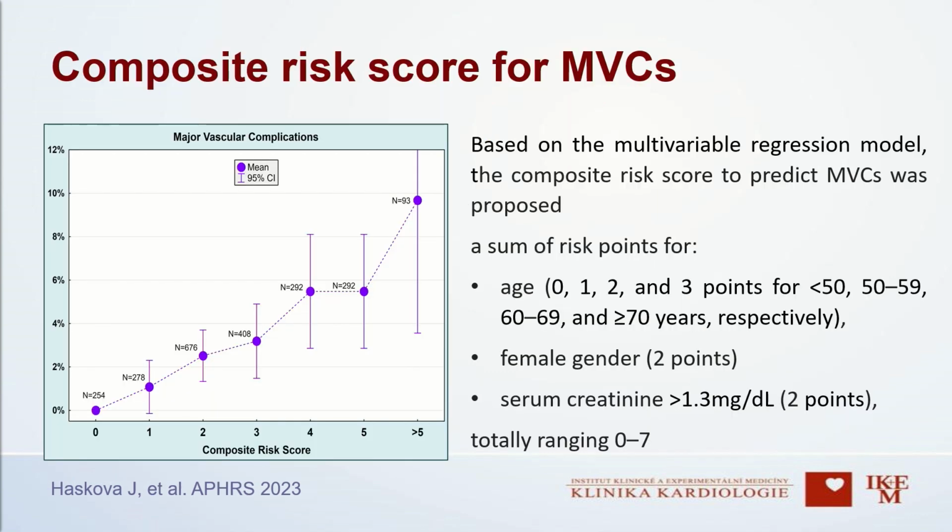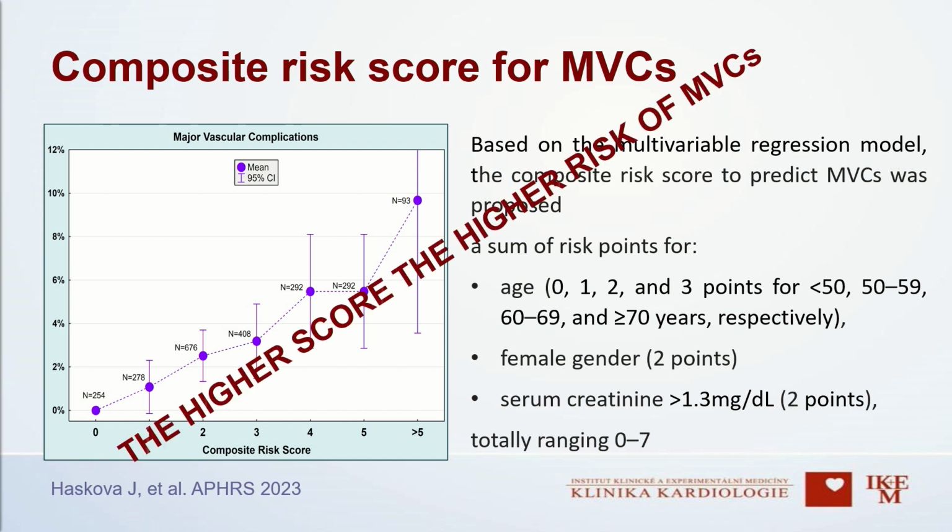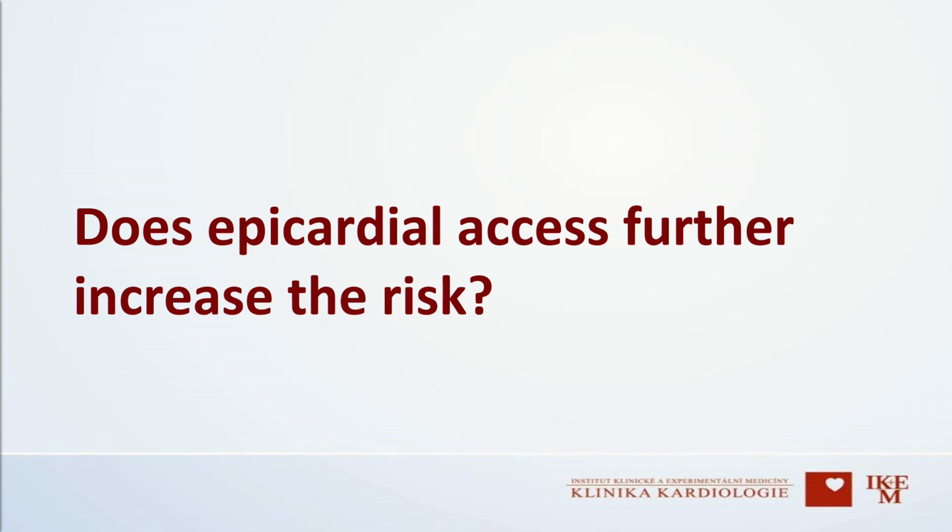approach. And we tried to calculate or develop some composite risk score for major vascular complications in the whole cohort of patients, including these idiopathic cases. And this is based on a multivariate regression model, and then age, female gender, and serum creatinine create this score, and the higher the score, the higher the risk of major vascular complications.